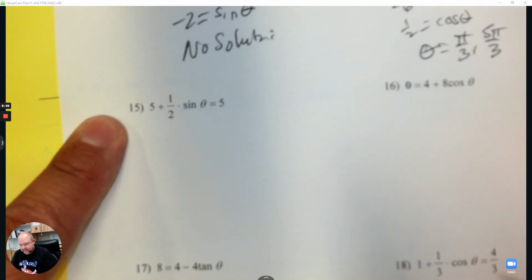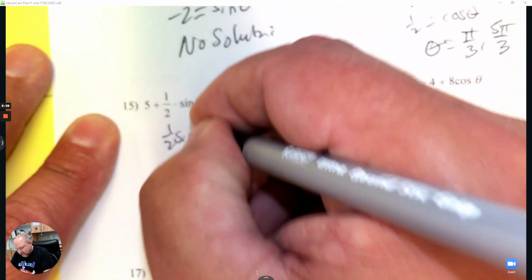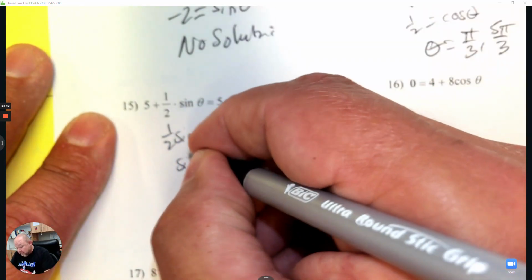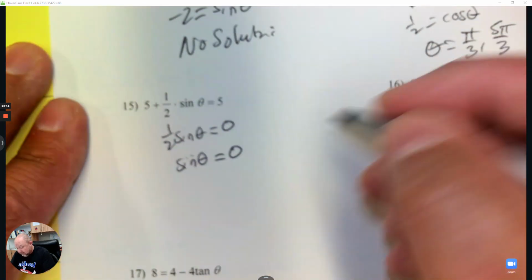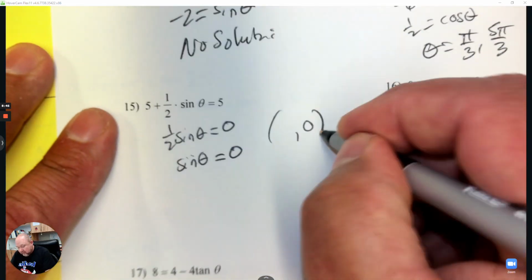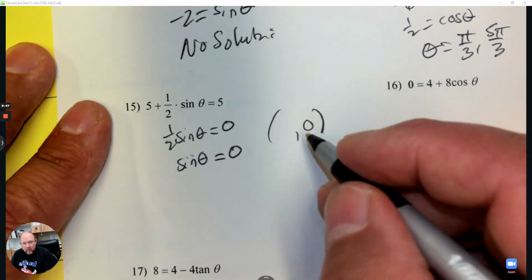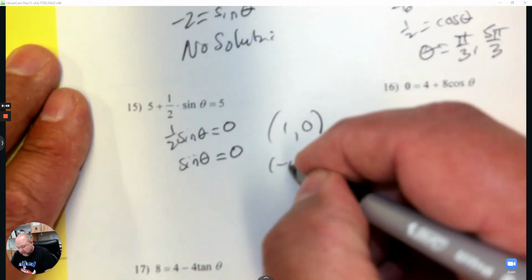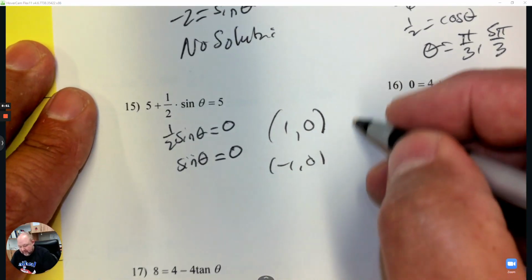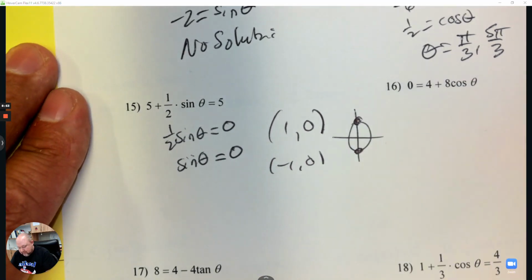Number 15. Subtract 5. Well, 5 take away 5 is 0. When you divide by 1/2 or times 2, it's still 0. So where is the angle where the y coordinate is 0? It could be positive 1 or it could be negative 1. That's either at the top of the unit circle or the bottom of the unit circle.